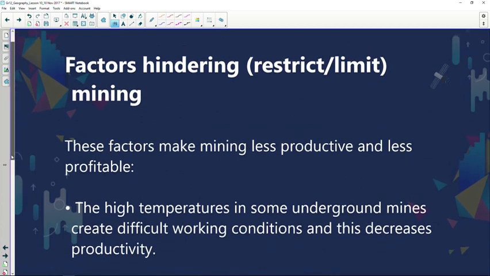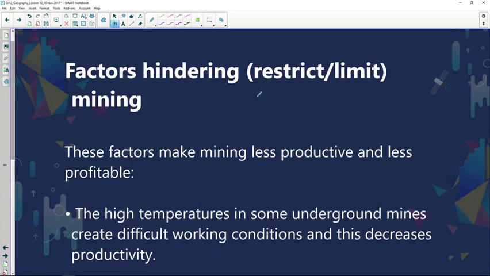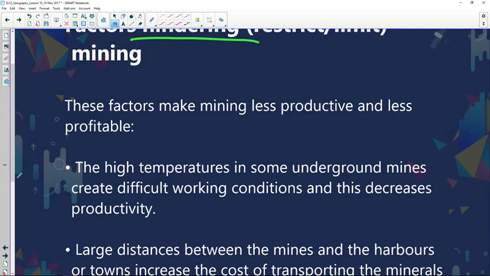Now, unfortunately, we have some problems, factors that are hindering or restricting mining in Southern Africa. Unfortunately, very high temperatures. You need to keep in mind, especially in shaft mining, when you go down, it's extremely hot down there. It makes the conditions unbearable and very uncomfortable, and that leads to less productivity. I mean, if you're not comfortable, imagine severe warm conditions. It makes workers less productive because the working conditions are not really comfortable.